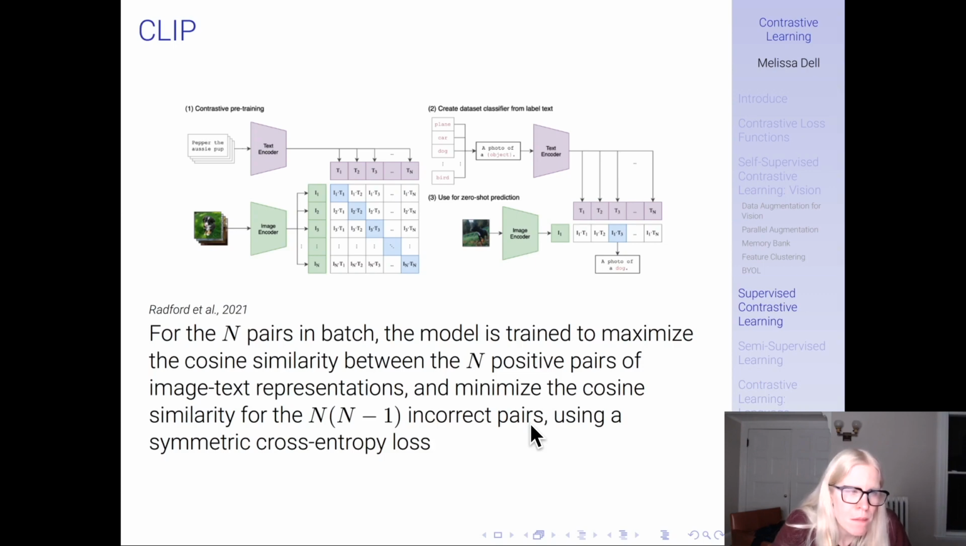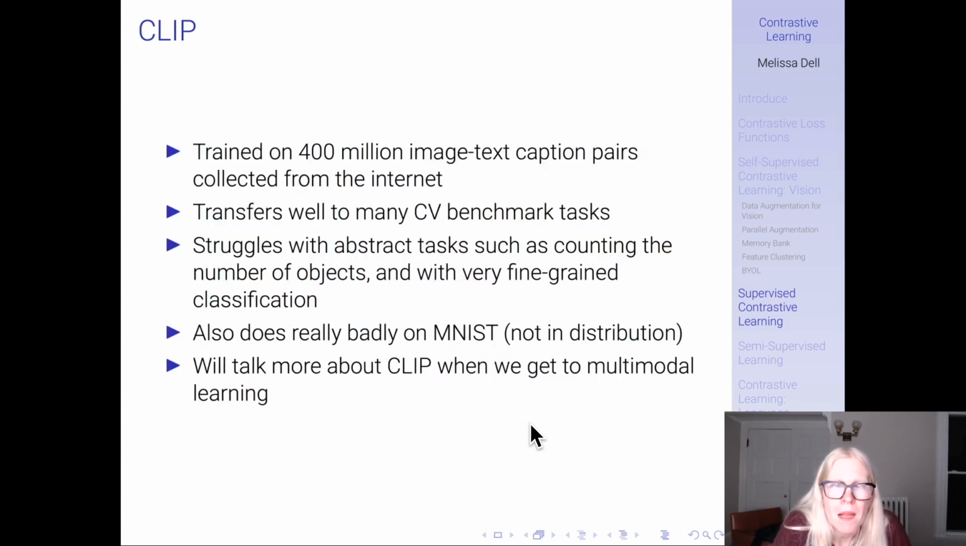So for the N pairs in the batch, the model is trained to maximize the cosine similarity between the positive pairs, of which there are N, because each image has a caption, and to minimize the cosine similarity for the N times N minus 1 incorrect pairs in the batch, using a symmetric cross entropy loss. CLIP is trained on 400 million image-text caption pairs collected from the internet. So this is obviously an extremely large data set, because they're OpenAI and that's what they do. It transfers reasonably well to many other computer vision benchmark tasks.